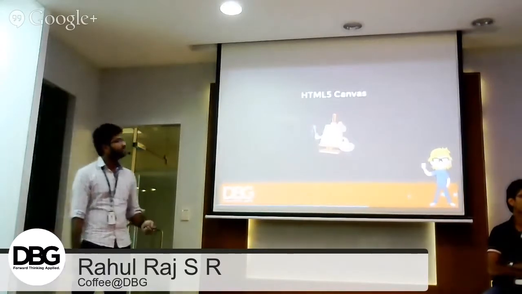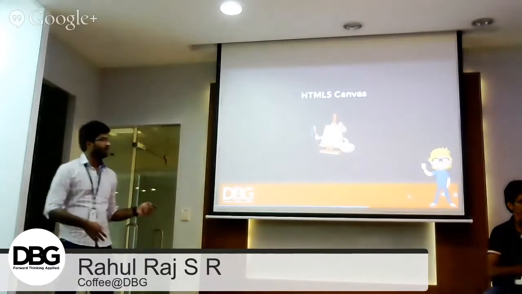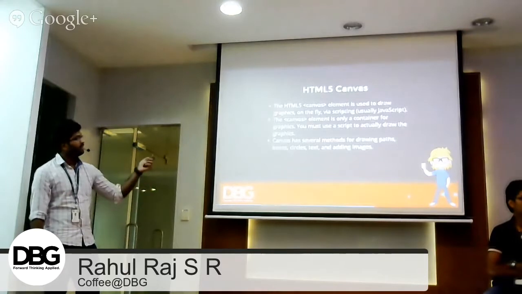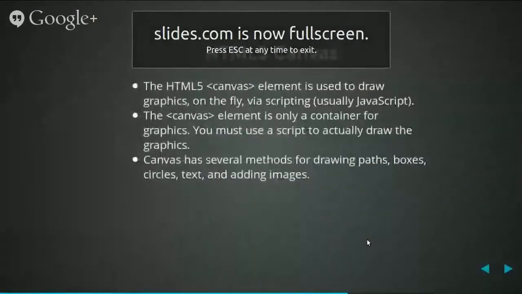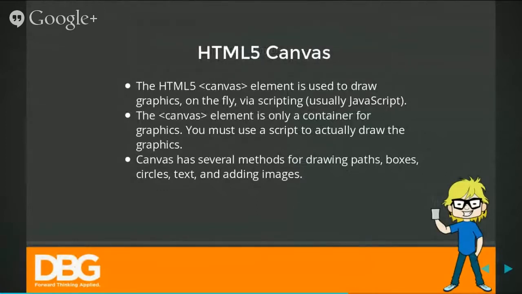Then comes the HTML canvas. It is actually used to draw graphics in a web page. It is an HTML element to draw graphics on the fly. That means we can use JavaScript to draw graphics in a canvas. Canvas acts as a container where we can draw graphics using JavaScript. We can draw paths, boxes, circles, add images, everything you want.